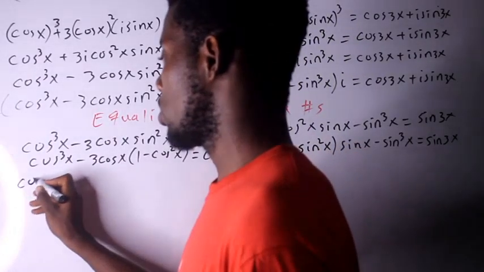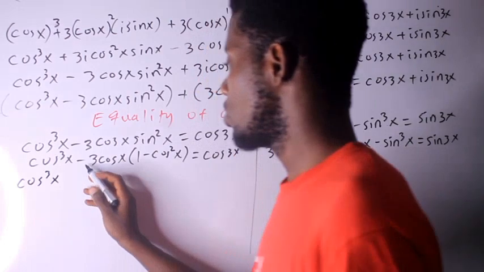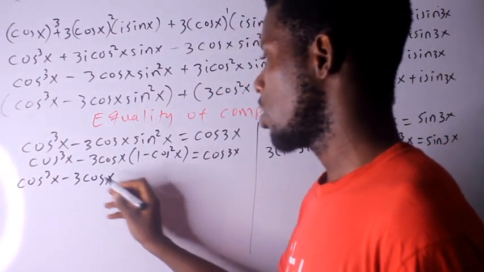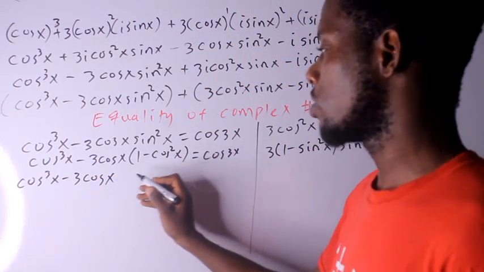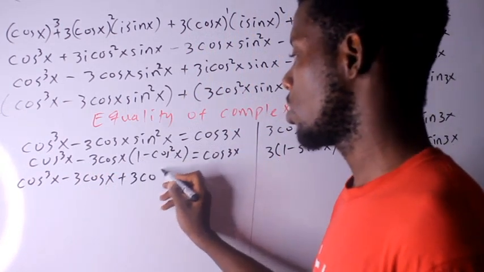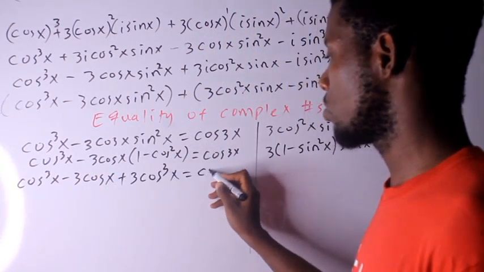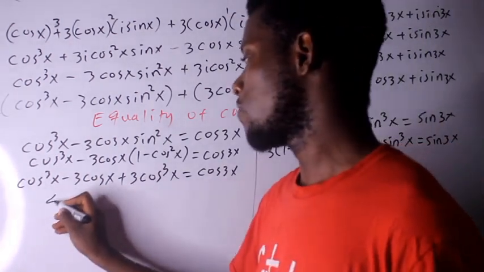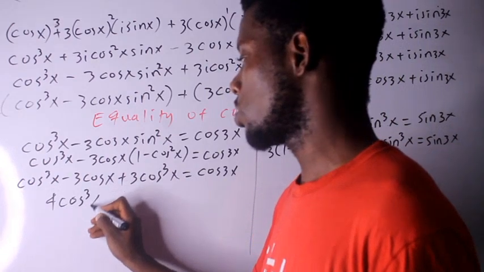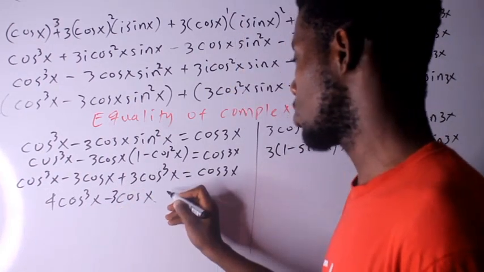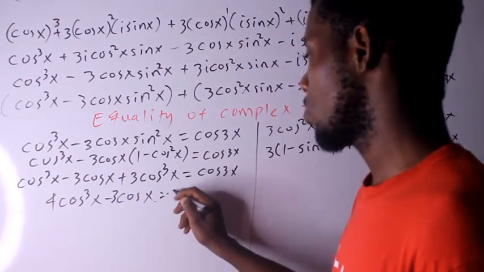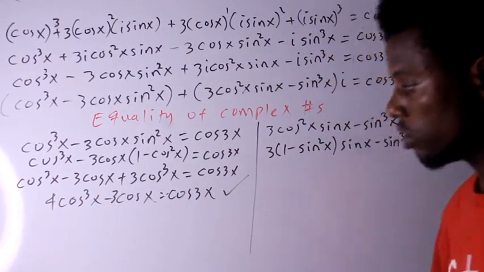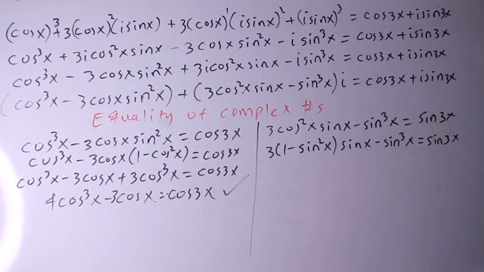Cos cube x. So negative 3 cos x times 1 is negative 3 cos x. And then negative 3 cos x times negative cos square x is positive 3 cos cube x. And everything is equal to cos 3x. If you simplify this side, you have 4 cos cube x minus 3 cos x is equal to cos 3x. This is the triple angle identity for cosine.